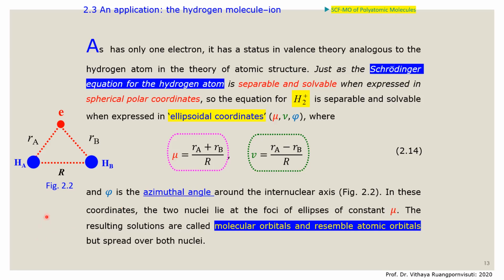In these coordinates, the two nuclei lie at the foci of the ellipsoids of constant mu. The resulting solutions are called molecular orbitals and resemble atomic orbitals, but spread over both nuclei.